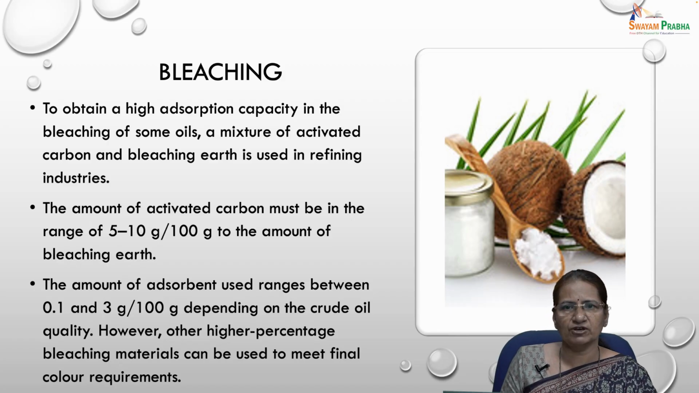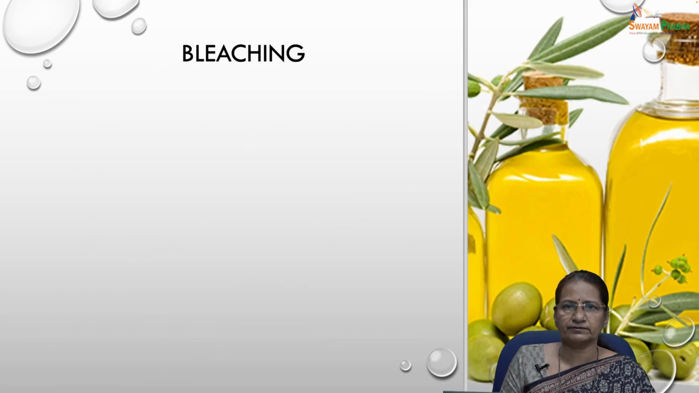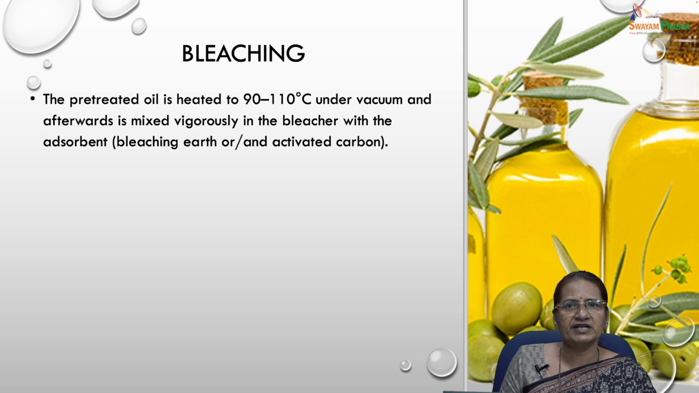The amount of adsorbent used ranges between 0.1 and 3 grams per 100 grams depending on the crude oil quality. However, other high percentage bleaching materials can be used to meet final color requirements. The pre-treated oil is heated to 90 to 110 degrees centigrade under vacuum and afterward is mixed vigorously in the bleacher with the adsorbent, that is, with bleaching earth and activated carbon.